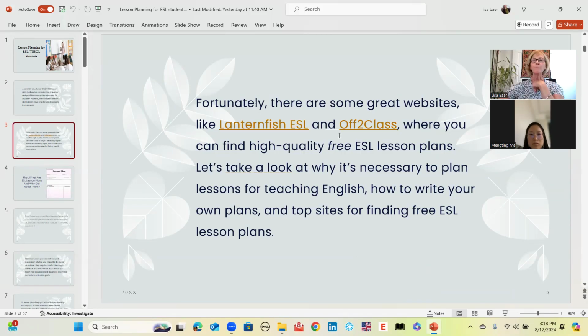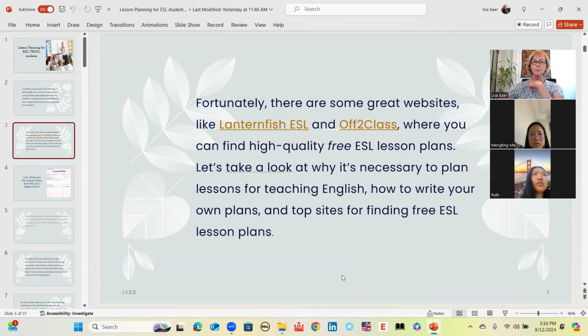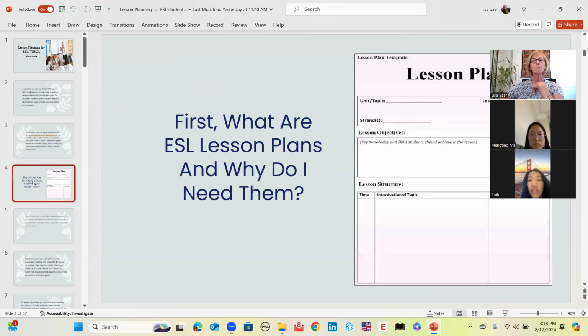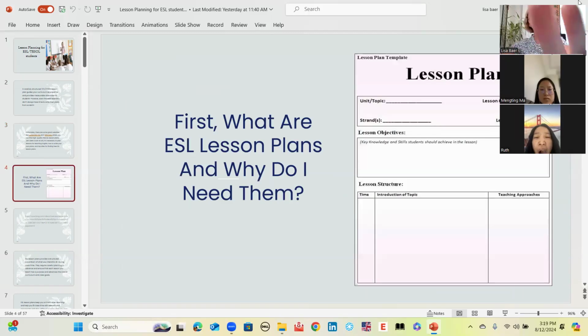So let's take a look at why it's necessary to plan lessons for teaching English, how to write your own plans, and top sites for finding free ESL lesson plans. So here's an example of a basic lesson plan.